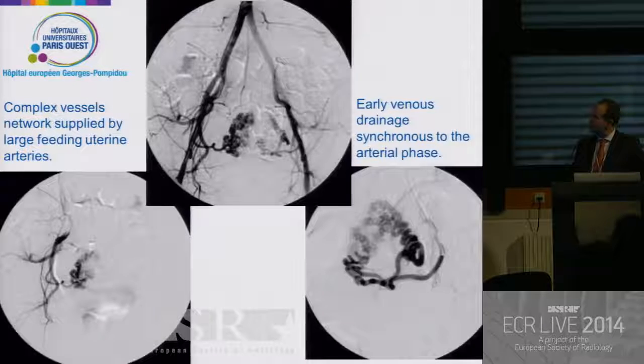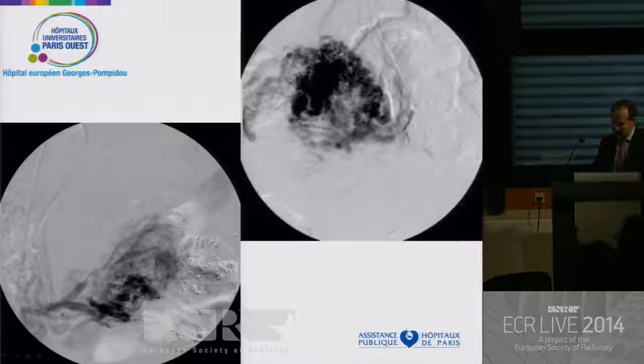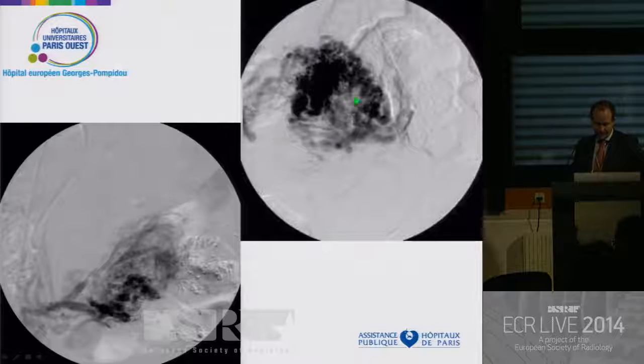It looks like this in angio: by selective catheterization on the right side and on the left side, we see a very complex network with early venous drainage and stasis of the contrast. The stasis of the contrast in the venous side is very important.